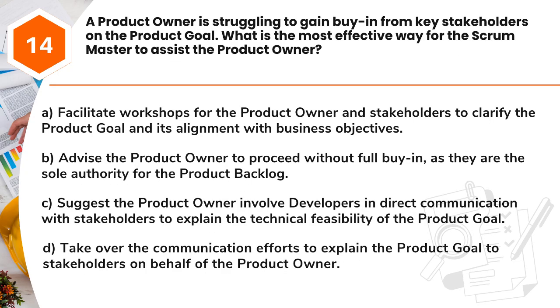Question 14. A product owner is struggling to gain buy-in from key stakeholders on the product goal. What is the most effective way for the Scrum Master to assist the product owner? A. Facilitate workshops for the product owner and stakeholders to clarify the product goal and its alignment with business objectives. B. Advise the product owner to proceed without full buy-in, as they are the sole authority for the product backlog.